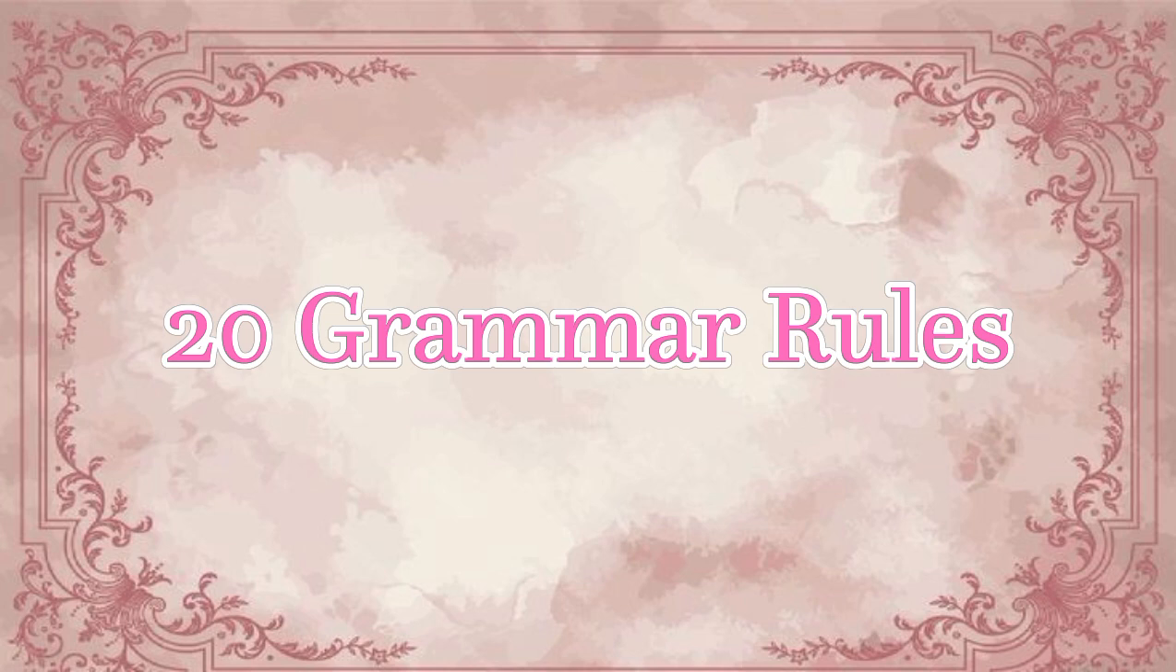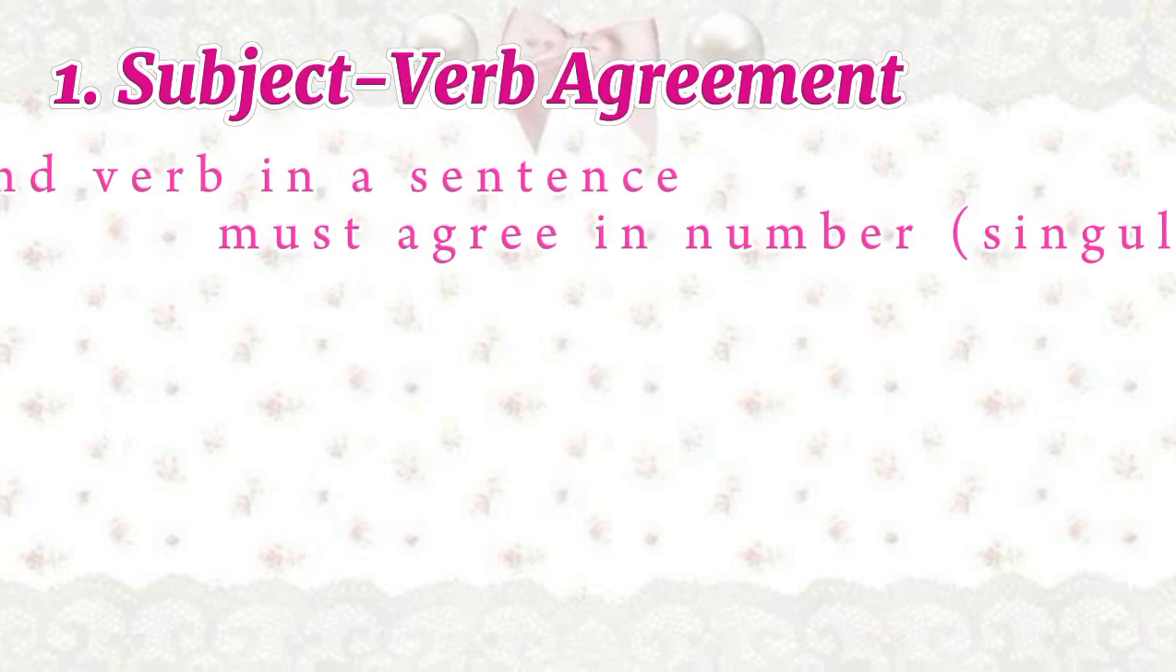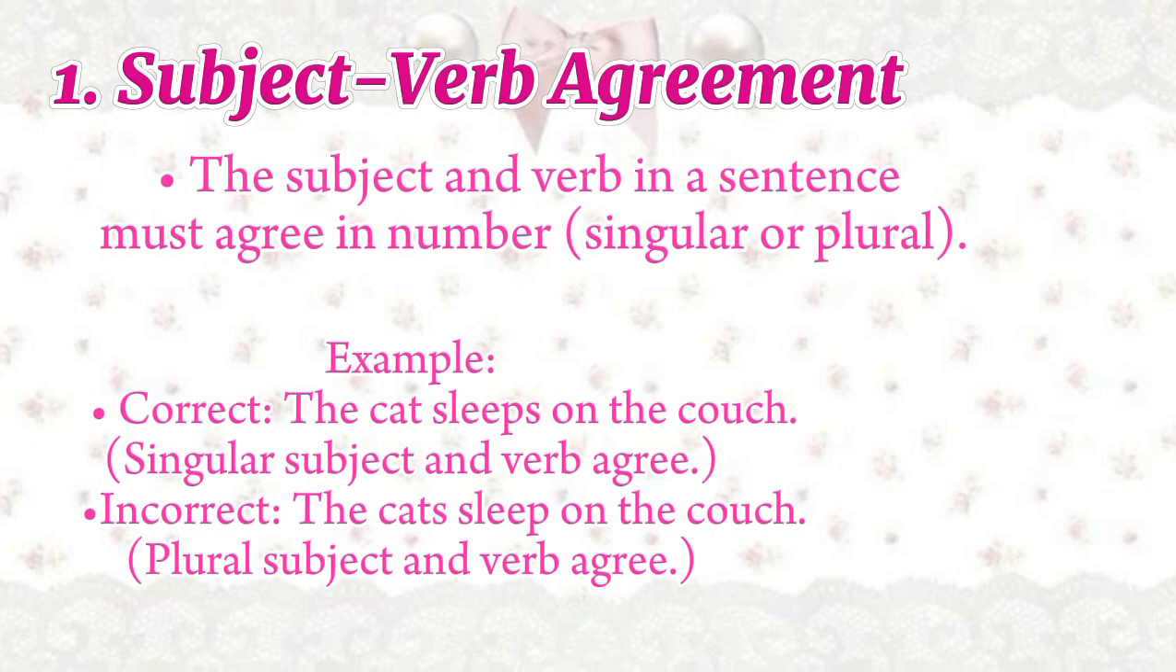Of grammar. There are 20 rules of grammar. The first one is the subject-verb agreement. The subject-verb agreement is where the subject and verb in a sentence must agree in number. Example, the correct sentence is the cat sleeps on the couch. The incorrect one is the cat sleeps on the couch.